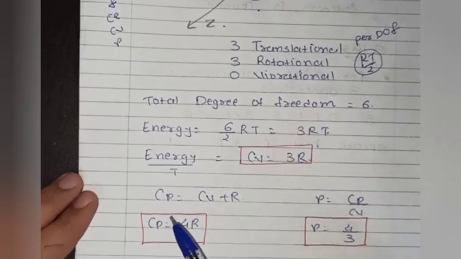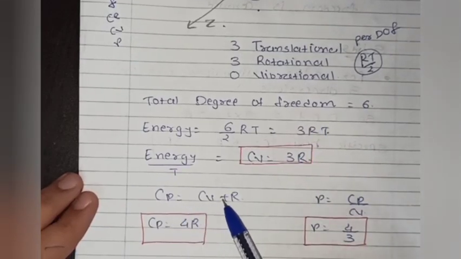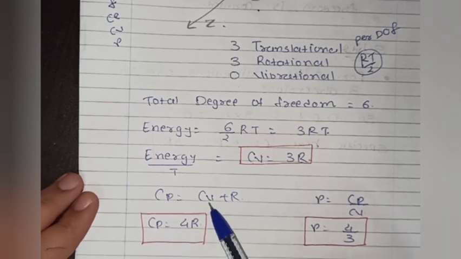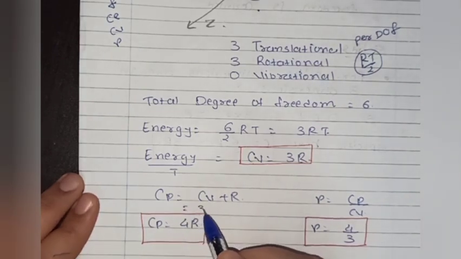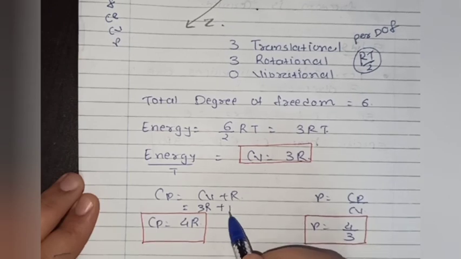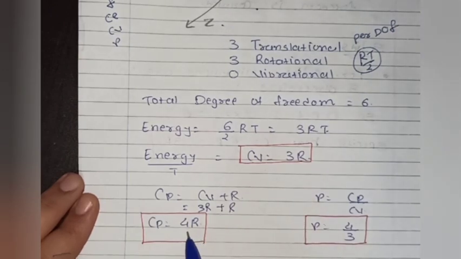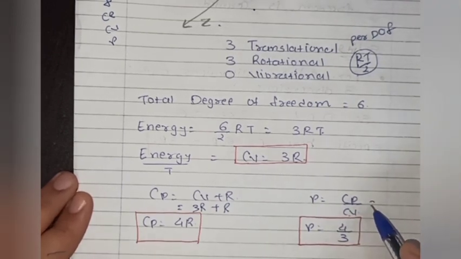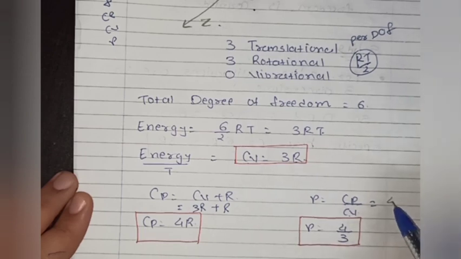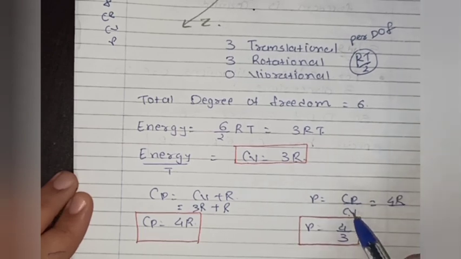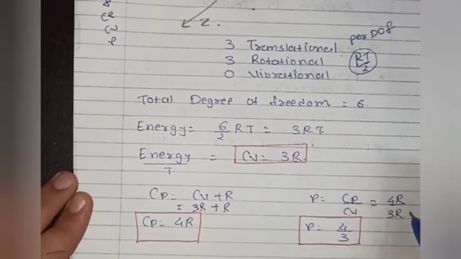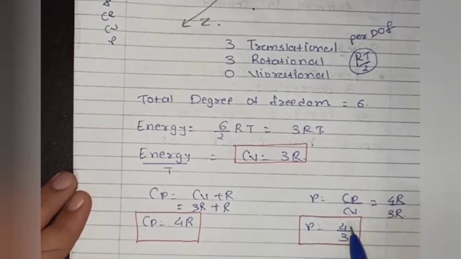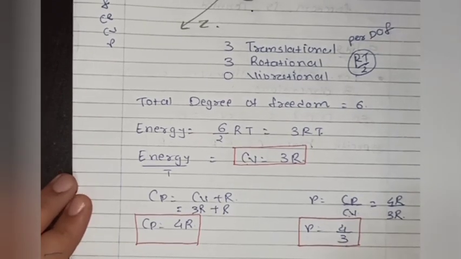We know that Cp is equal to Cv plus R. So Cp is equal to Cv, 3R, plus R, that is equal to 4R. Now gamma is Cp by Cv. Here the value of Cp is 4R and the value of Cv is 3R. So gamma will be 4 by 3.